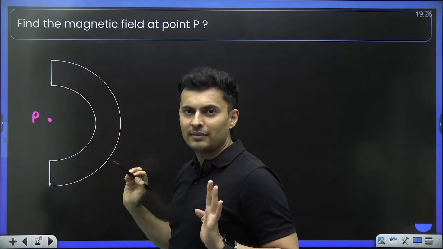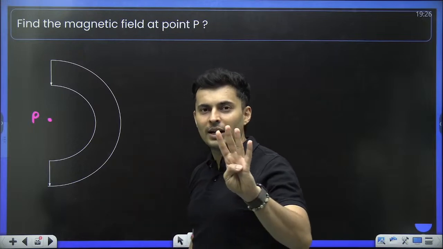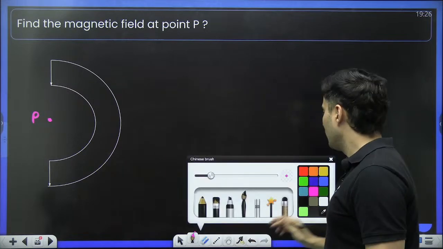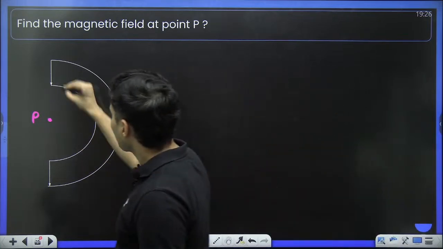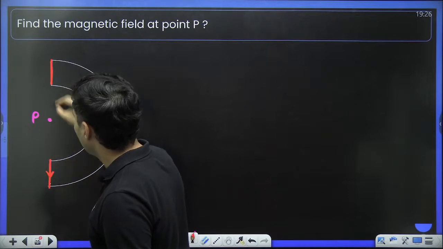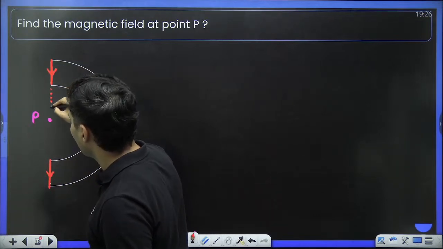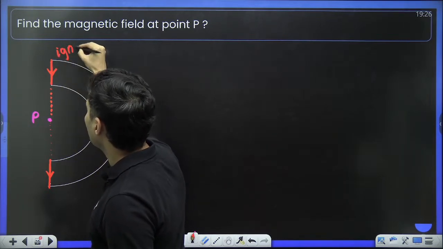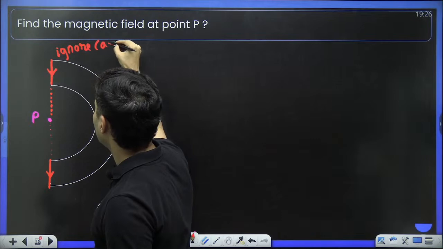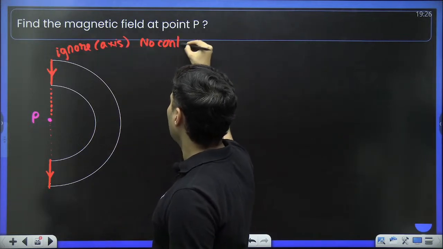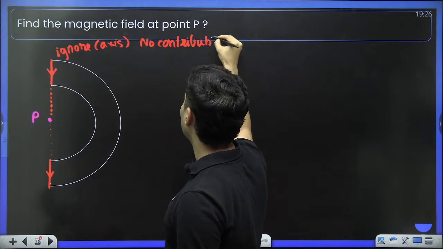Each will give some magnetic field. But out of these 4, I have a feeling 2 of them will not even contribute. Who are those 2? Again look at it properly. This one as well as this one, they will have no contribution whatsoever because it is on the axis. So you can completely ignore it because it is on the axis. So no contribution in the total field.